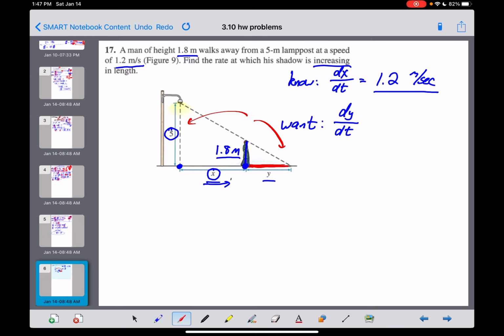So we need an equation that eventually relates dx/dt and dy/dt. Well, before that, we have to relate x with y. And this is where I bet a lot of you got stuck here. How are we supposed to take a problem like this and get an equation that connects x and y? It's not a Pythagorean theorem problem because we don't know the length of the hypotenuse and we don't care about the length of the hypotenuse. What this is, guys, is a similar triangles problem.